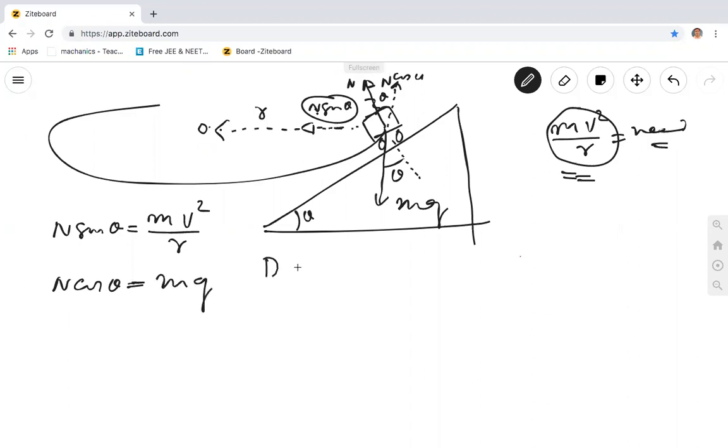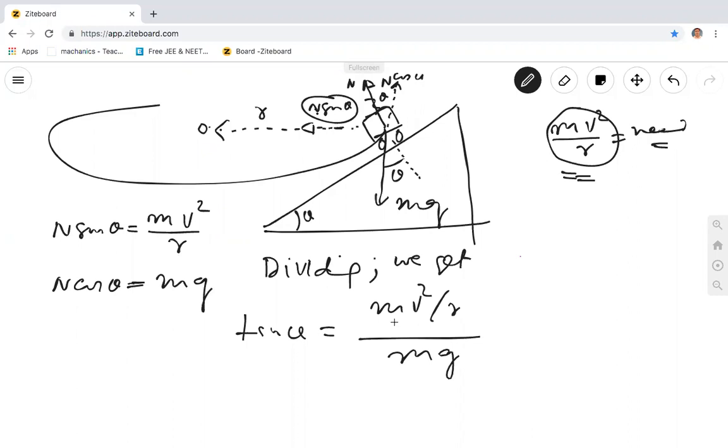Dividing these two equations, what we get is tan theta. When we divide, tan theta is equal to m v square by r divided by mg. This gets cancelled. It is v square by rg.